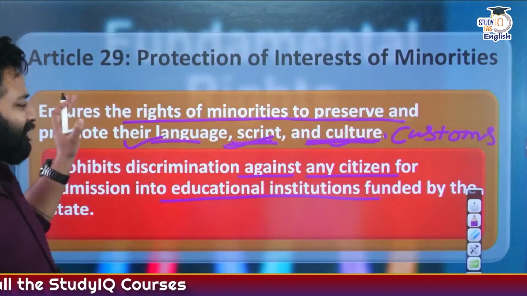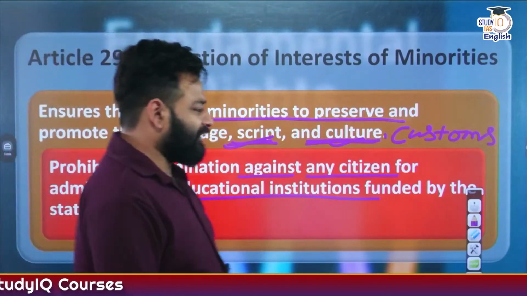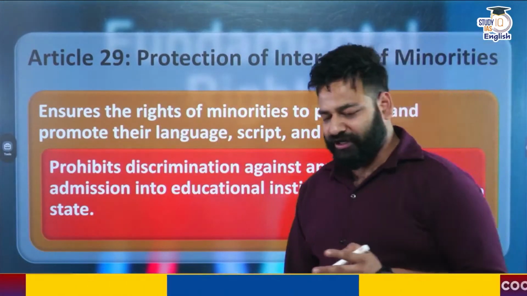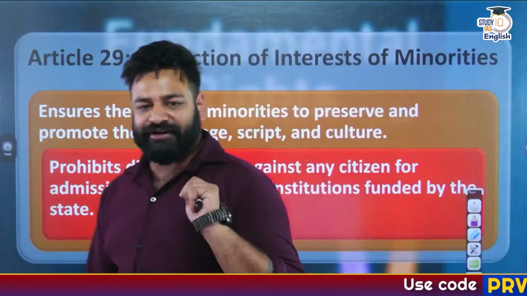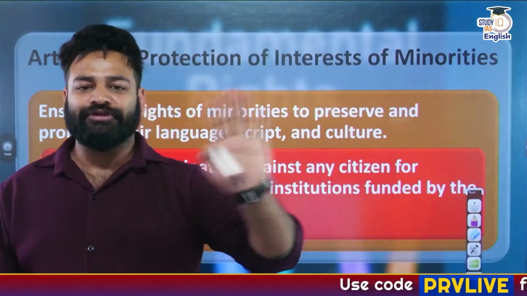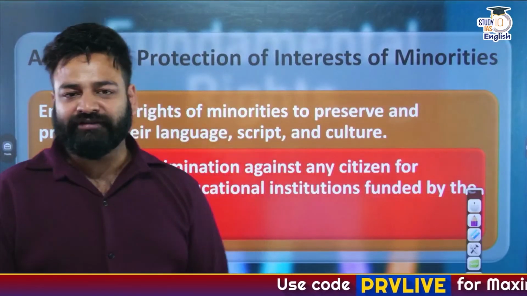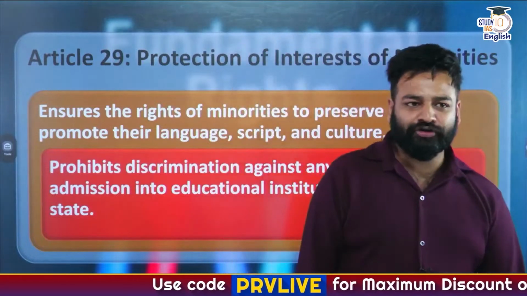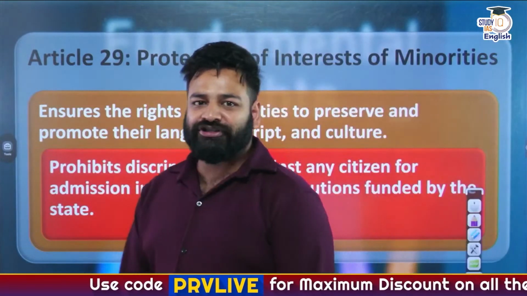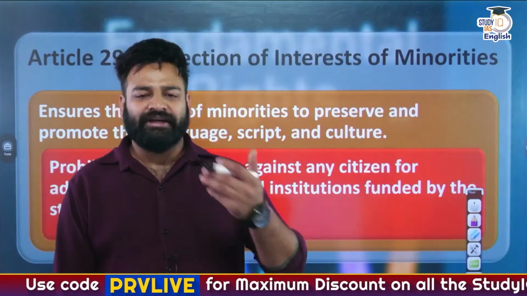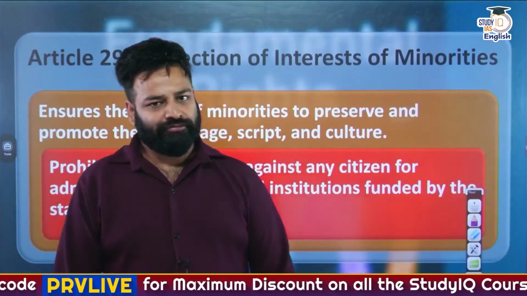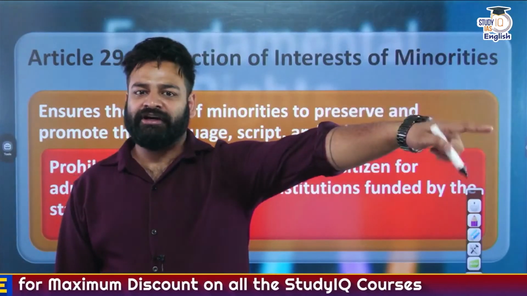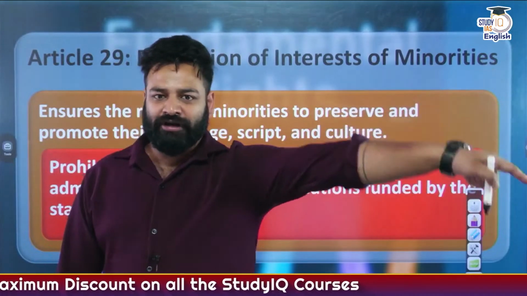So Article 29, protection of the interests of the minorities. Who are the minorities? Only 2 types. The first is religious, the second is linguistic. Does there exist any third? Absolutely not. So each and every minority group in India has the right to preserve and protect their own language, customs, traditions, script, faith, belief, and worship according to their own customs. No one will come and interfere in between, saying do like this, do like that.